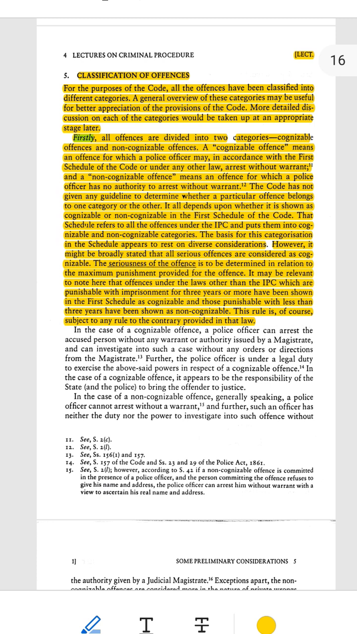What is a non-cognizable offence? Non-cognizable offences are less serious crimes. The police cannot arrest the person immediately.